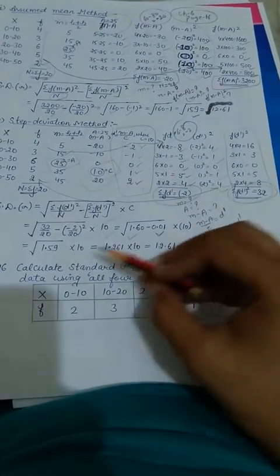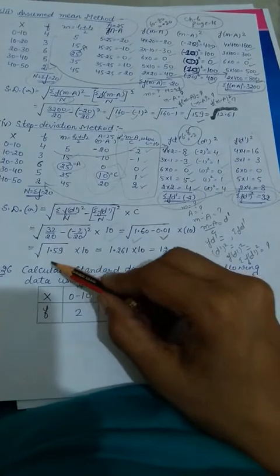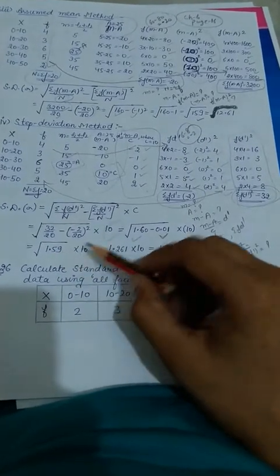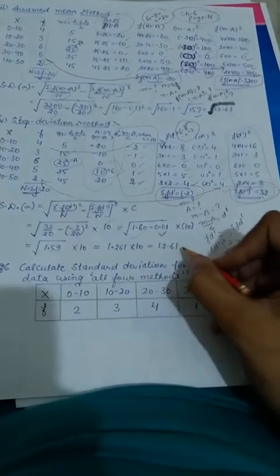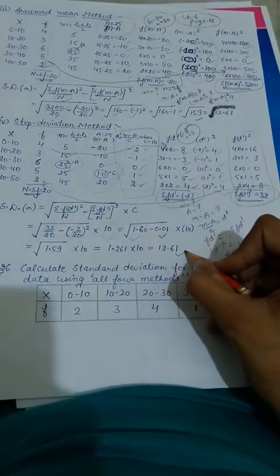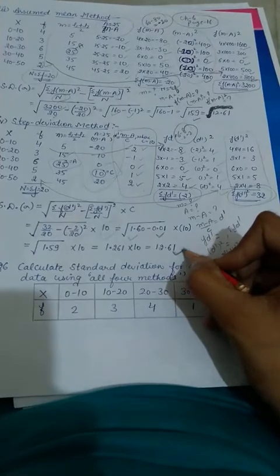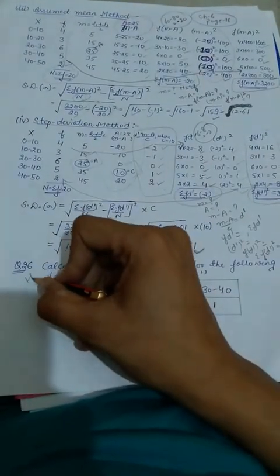Then it is 10. Then in the next step you will do 1.59 into 10, so you will get 1.59 under root, into 10, and you will get your 12.61. And this one is your homework question.